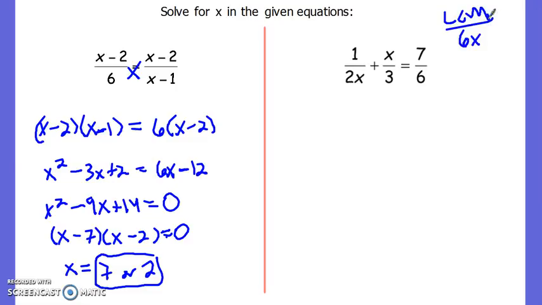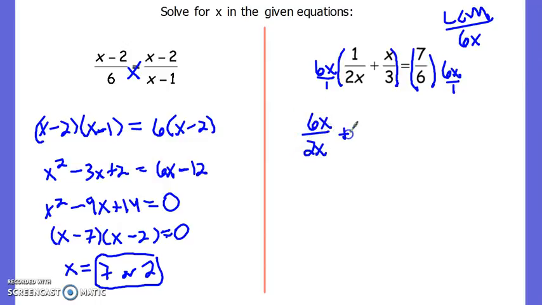But what I'm going to do is not change all of the denominators. Instead, I'm going to multiply both sides completely by that 6x. What that does, remember, is multiplies the top of each fraction by 6x. So we'll end up with 6x over 2x plus 6x times x is 6x squared over 3, and 6x times 7 is 42x over 6.